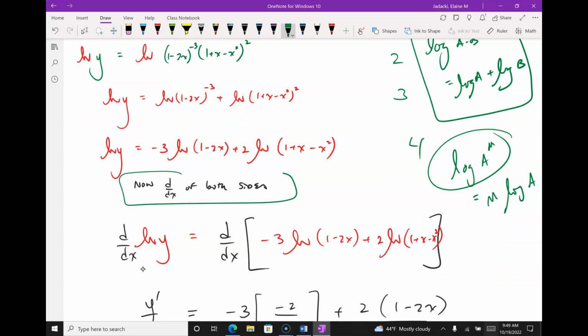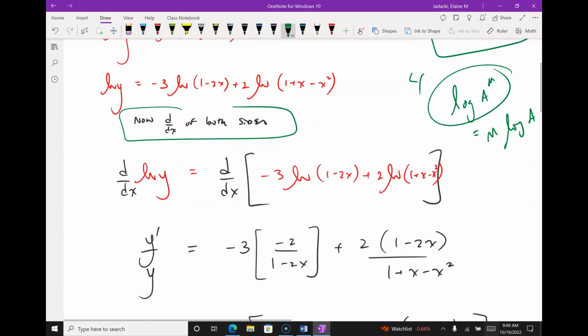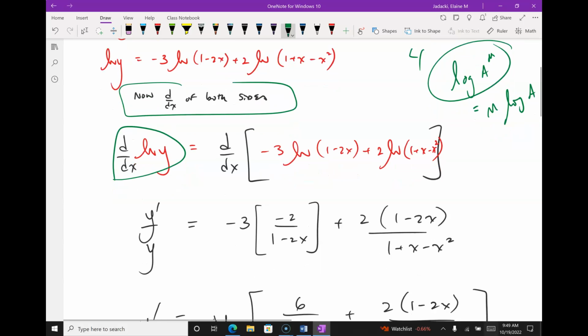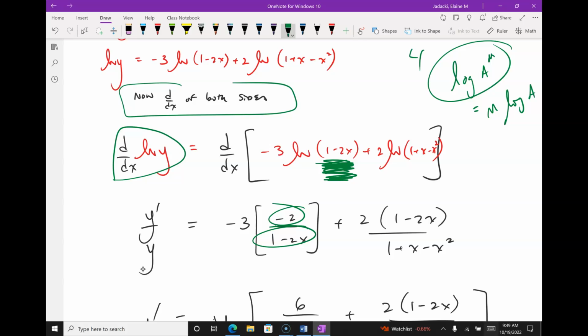Now I'm going to take the derivative of both sides. And you see I'm not in a rush here. I'm saying, okay, let me take the derivative of both sides. I haven't done anything, I just set it up, right? Now on the left-hand side, what do I get? u prime over u, so y prime over y. And on the right side, what's the derivative of the inside here? -2 over the inside. What's the derivative of the inside here? 1 minus 2x over the inside, right?